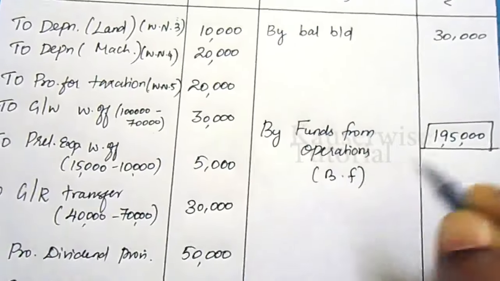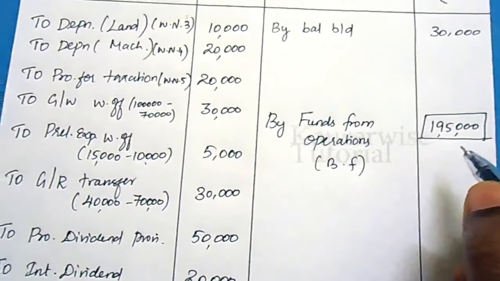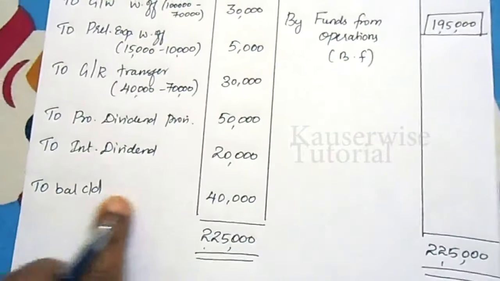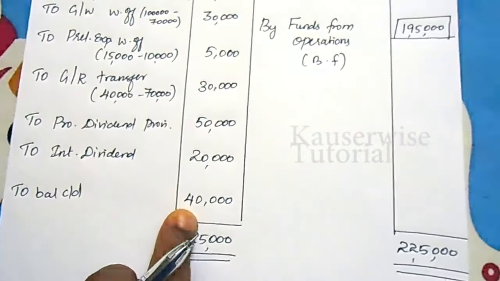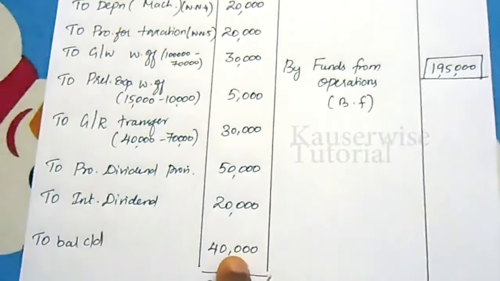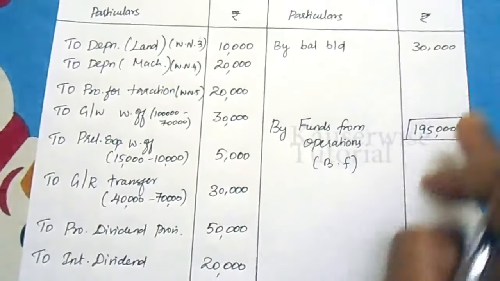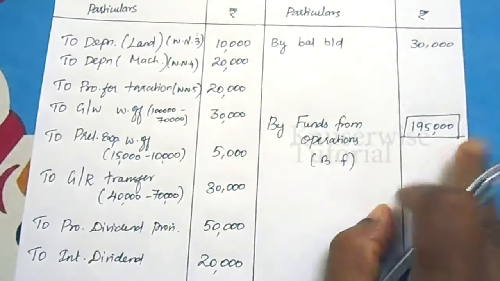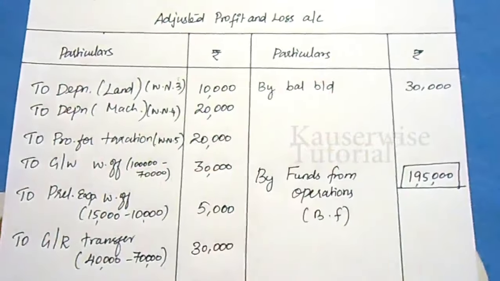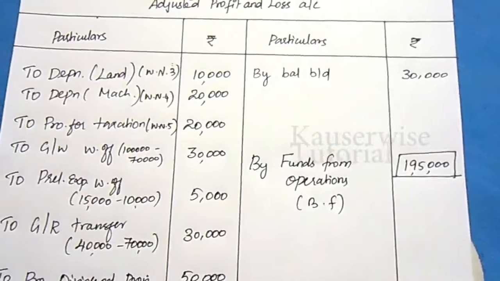Balancing figure. Okay, see, in the statement method, how we used to prepare? What is the procedure? First, we have to start with closing net profit. You need to add all these items along with the closing net profit and subtract opening net profit. You will be getting funds from operation. The same thing only, but in a different form. In a statement form, but this is a T format, that is adjusted profit and loss account method.